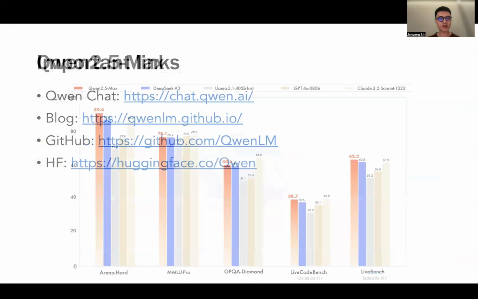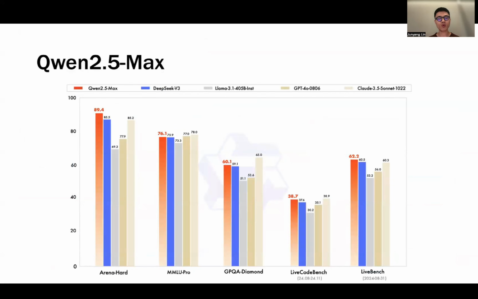This year, just before the Spring Festival, we released very good instruction-tuned models. I think it's a very good basis for large language models, which is Qwen 2.5 Max. It is a very large MoE model, and we find that on multiple benchmarks, it achieves very competitive performance compared to the state-of-the-art models at that time, including Claude 3.5, GPT-4o, and DeepSeek V3.